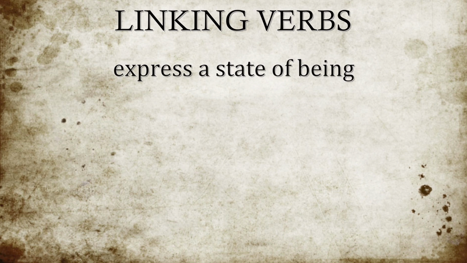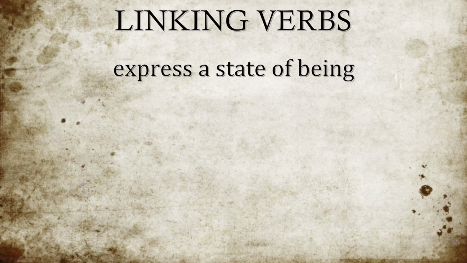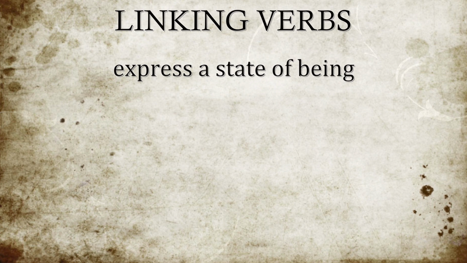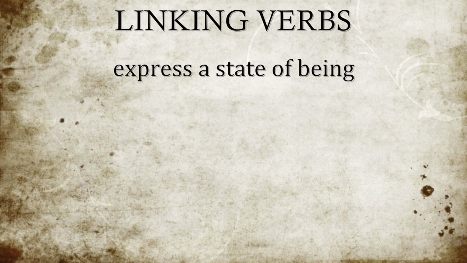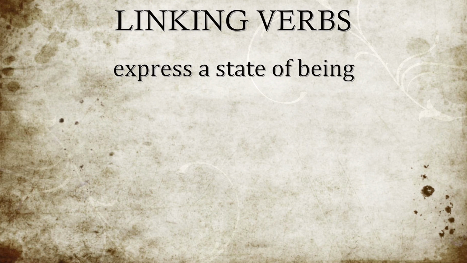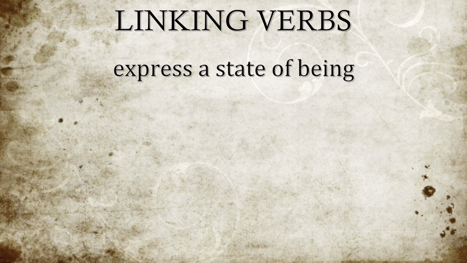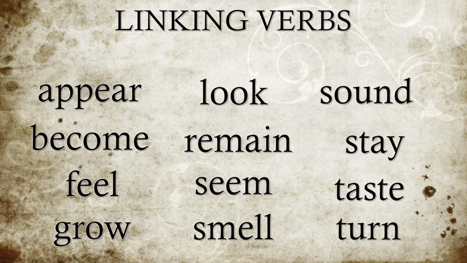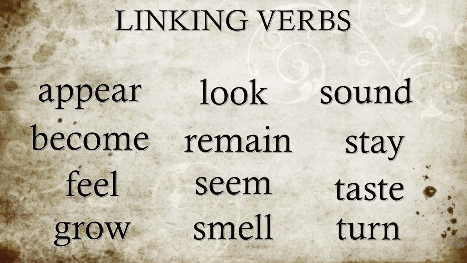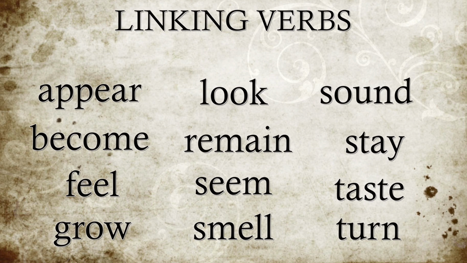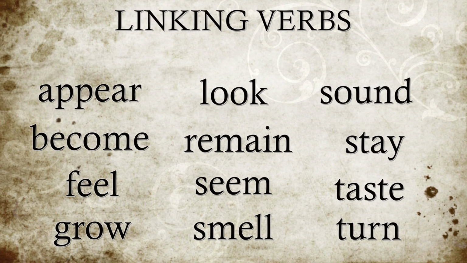Our last type of verb that we need to look at is called a linking verb, and linking verbs express a state of being. They're called linking verbs specifically because they link the subject of the sentence to a word or phrase in the predicate that renames or describes the subject. It tells us more about the subject's state of being, and these words include appear, become, feel, grow, look, remain, seem, smell, etc. Okay? We could also say sound, stay, taste, or turn.